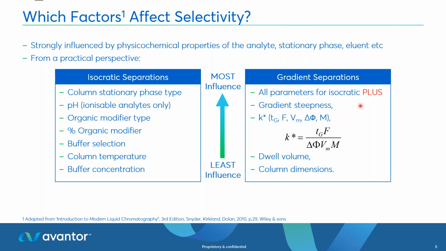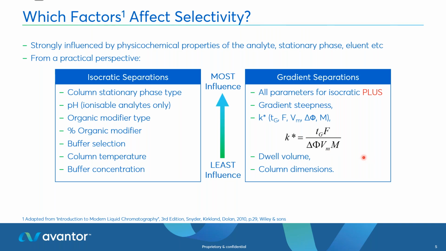When you're running a gradient method, you also have the gradient factors to think about. So how steep is that gradient? Some types of molecules prefer a shallower gradient. Some prefer a steeper gradient to give you improved selectivity. There's also this retention factor k star in a gradient method, and that takes into consideration the gradient time, the flow rate, the gradient range, and the column volume.